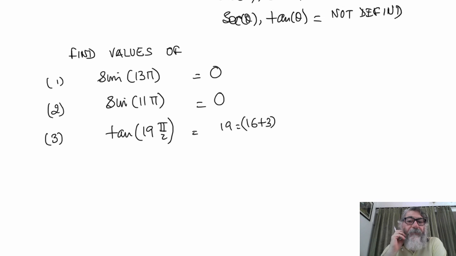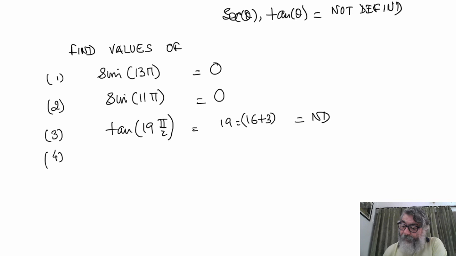But tan is not defined along the vertical line, if you remember. What else is not defined? Tan and sec are not defined along the vertical line. So it will be not defined. Let's see the fourth one. Cosec 11 pi by 2.